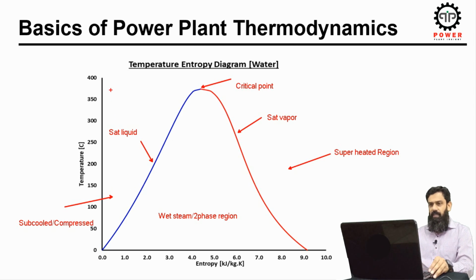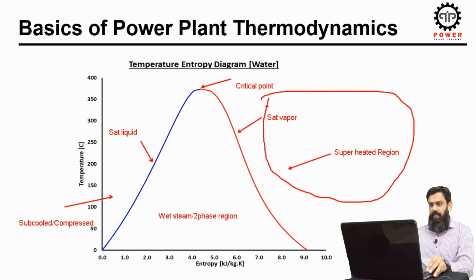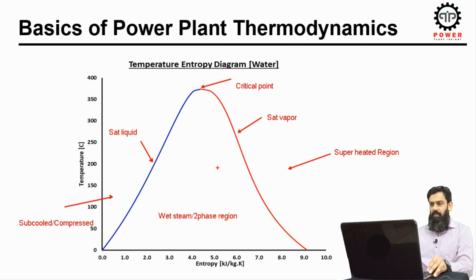This is the area that shows the subcooled or the compressed liquid region. This red line indicates the region of the saturated vapors, and the area on the right side of the curve is for the superheated steam region. All this area shows the superheated steam region. Inside the dome, there is a two-phase region. We can also call it a wet steam region, because both the liquid and the vapor exist in equilibrium with each other. We will be discussing all these terminologies through this simple example.